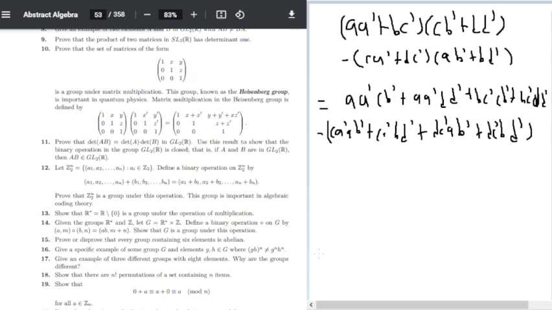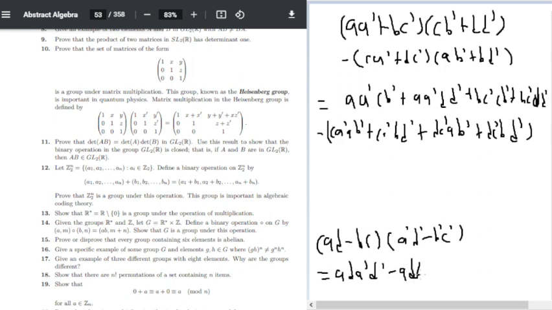First of all, let's also note, just for future reference, because this is what we're ultimately going to be showing the equivalence of, AD minus BC times A prime D prime minus B prime C prime equals A D A prime D prime minus A D B prime C prime minus B C A prime D prime plus B C B prime D prime.